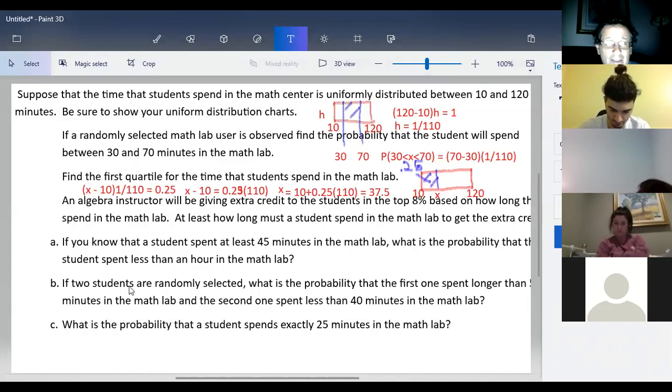I'm not going to do all of these because it's already 8:15. Let's do this last one because it's nice and easy and quick, but it's interesting. What is the probability that a student spends exactly 25 minutes in the math lab? So first thing, is it possible that a student can spend 25 minutes? Yeah, if it's uniform between 10 and 120, then a student can spend 25 minutes, right? But what is the probability?